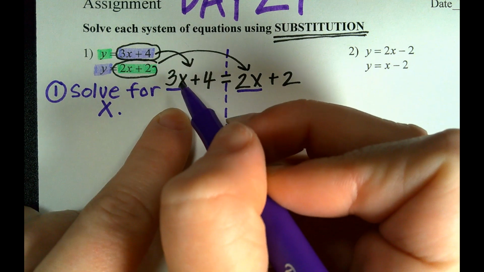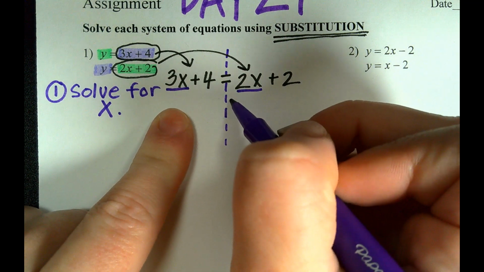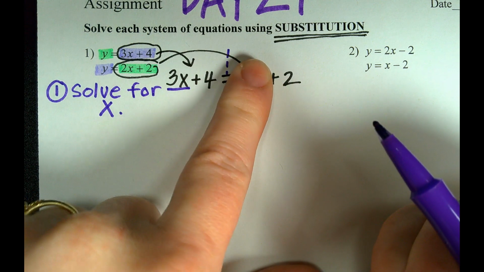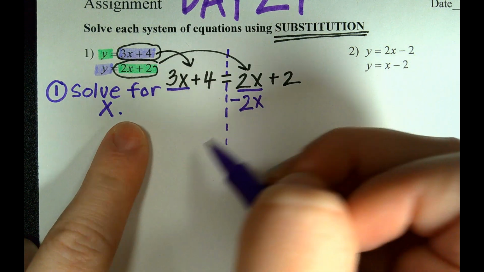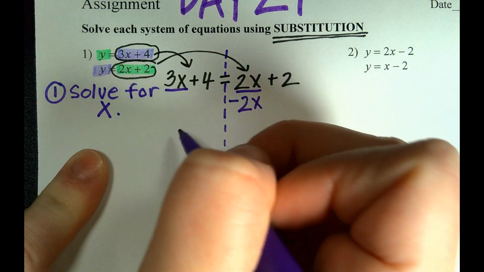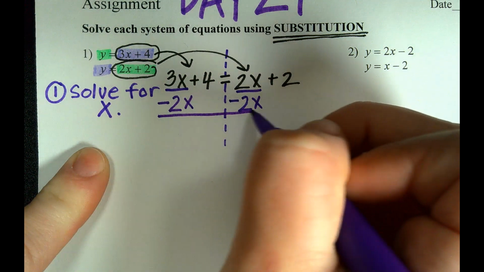I have 3 x's over here. I have 2 x's over here. Let's subtract these 2 x's from this side to get rid of them. And anything I do on one side of the equation, I need to do again on the other side. So I subtracted 2x here. I also need to subtract 2x here.